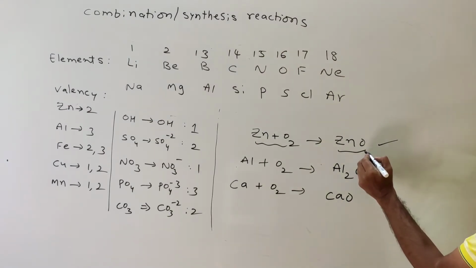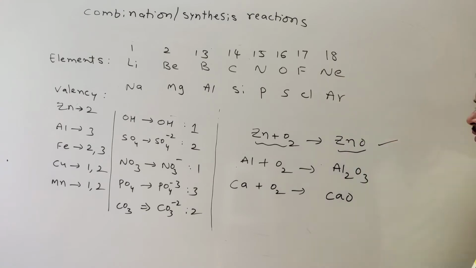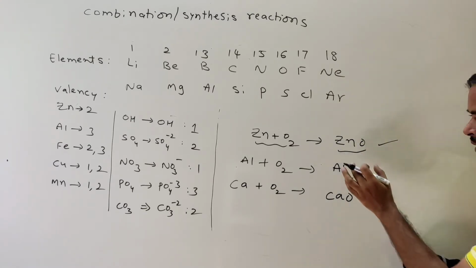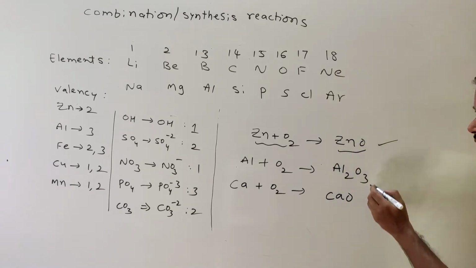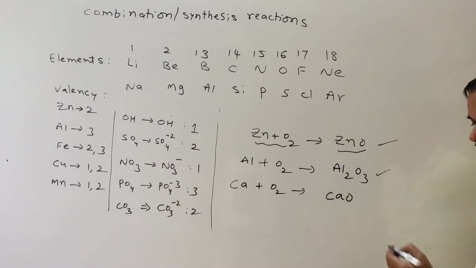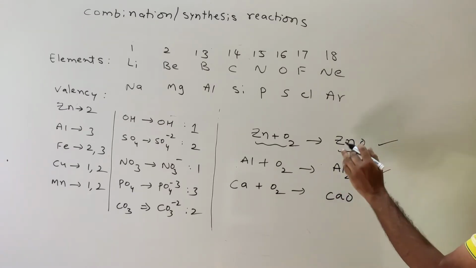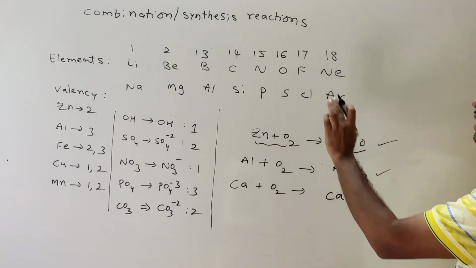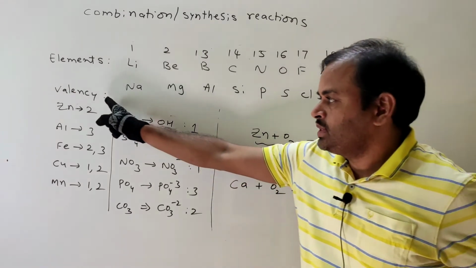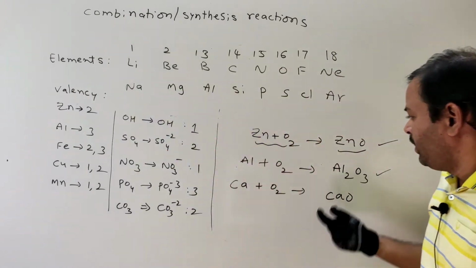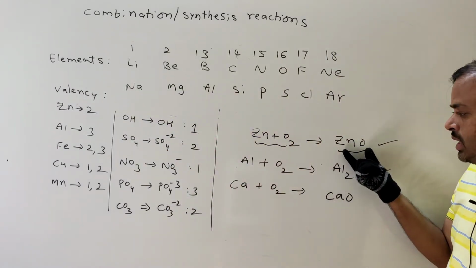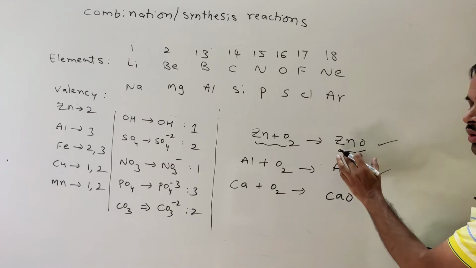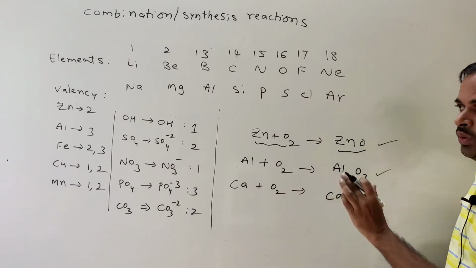Now in this case, why should we write zinc oxide as ZnO, but here Al2O3? Why here subscripts 2 and 3, but for calcium oxide no subscripts? So how to write this product? This totally depends on valency. The valency of atoms decides the product formula.